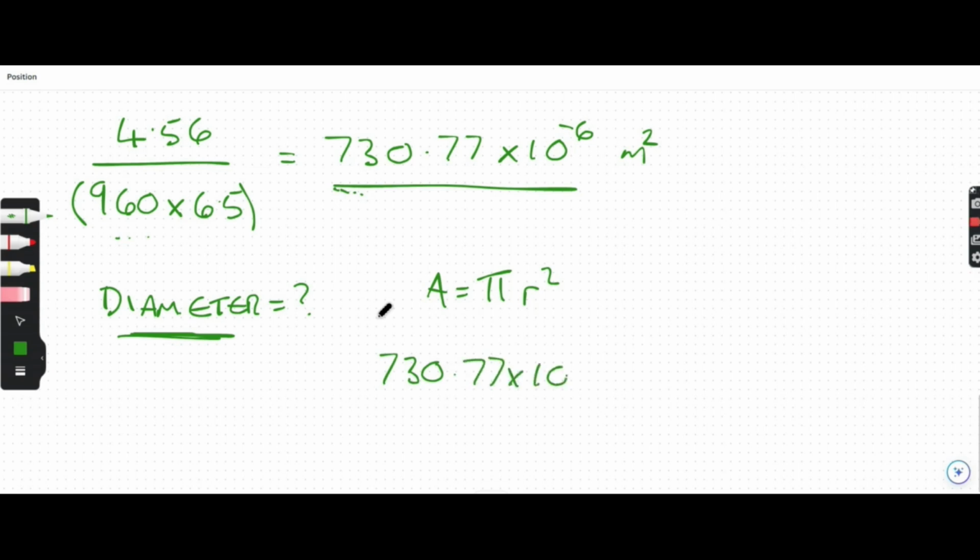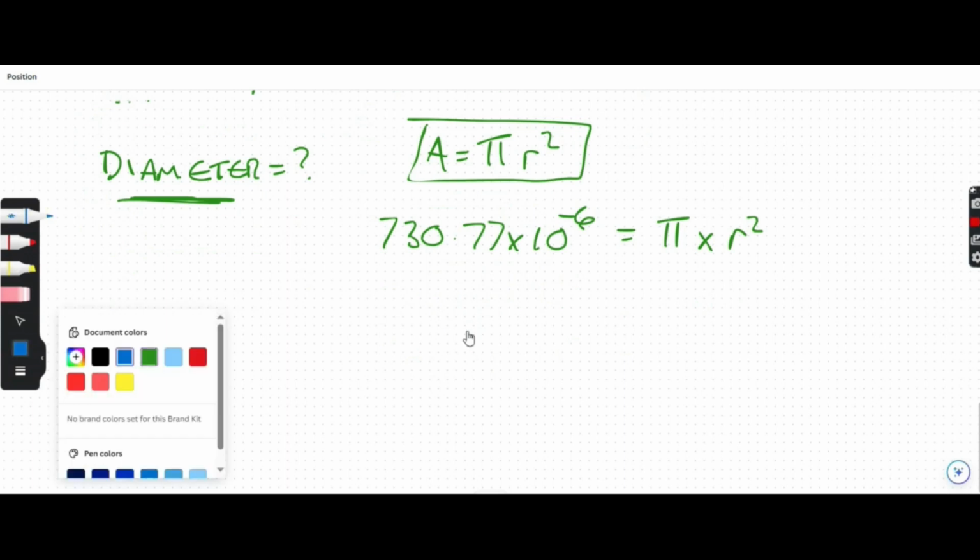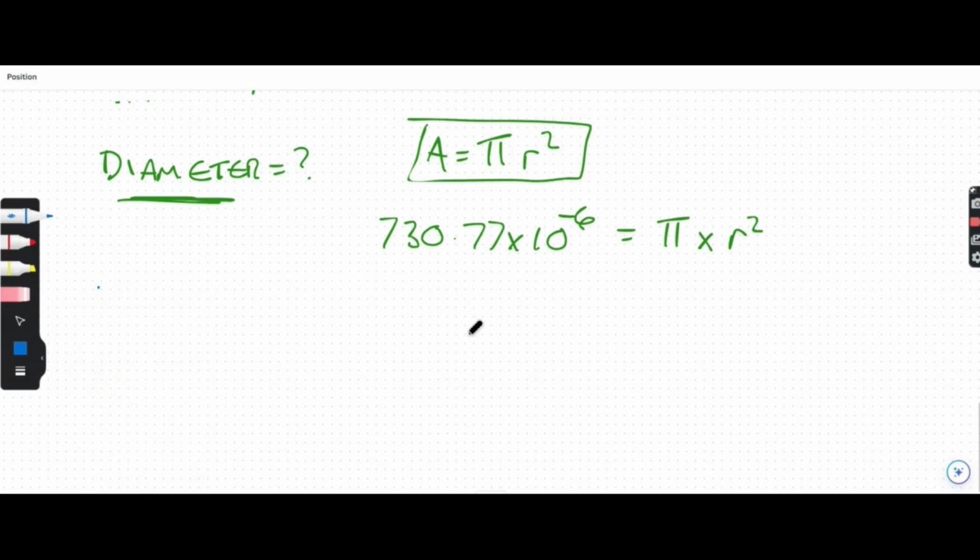730.77 times 10 to the minus 6 equals pi times r squared, because I know that area is pi r squared. I'm trying to find the radius and times it by 2. So I need to do a bit of rearranging, or move a few things down. I'm going to leave the r squared there. That pi is multiplied, so I'm going to take 730.77 times 10 to the minus 6 and divide that by pi. That will give me r squared.